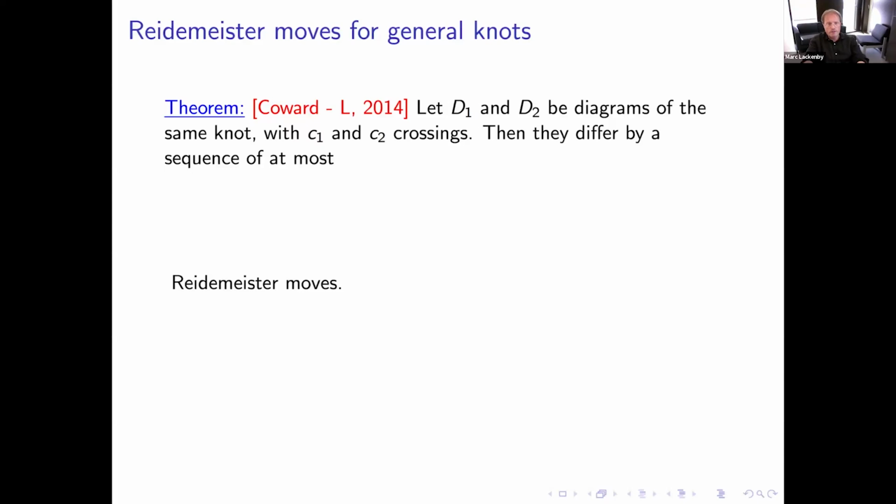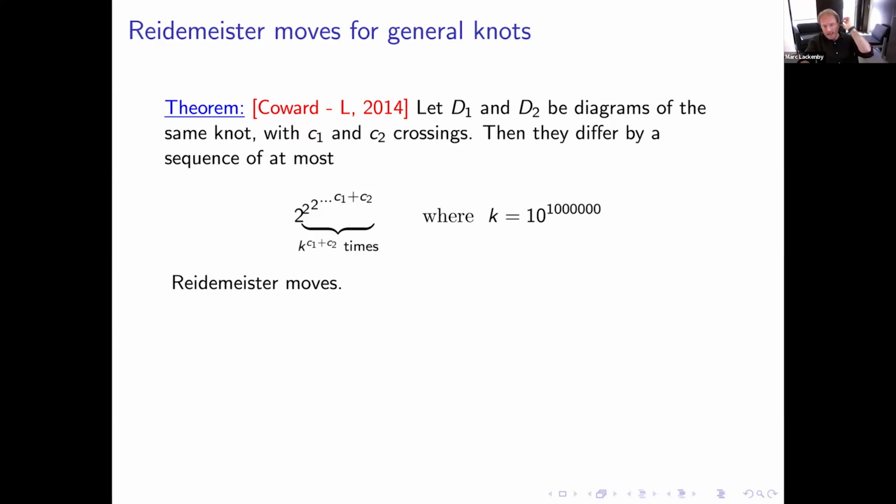for general knots. It says the following: that if you have two diagrams, D1 and D2, for the same knot, and they have C1 and C2 crossings, then we know they differ by a sequence of Reidemeister moves. But how many? Well, I haven't written it in yet. I've just left a really big space. And the reason I left a really big space is because it's a really big number. The number of moves is at most 2 to the 2 to the 2 to the 2 to the, and the very top of that tower of 2s is C1 plus C2.